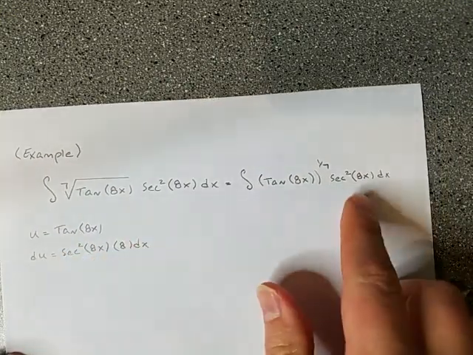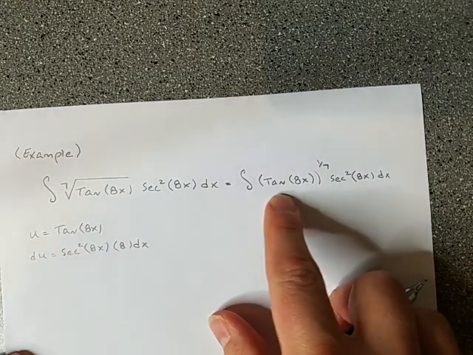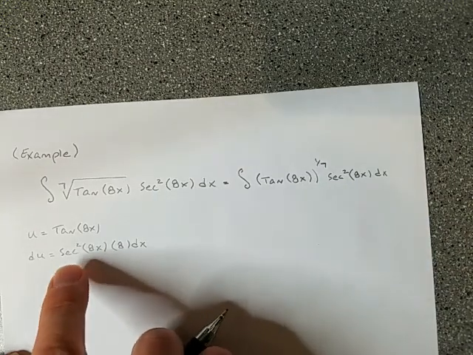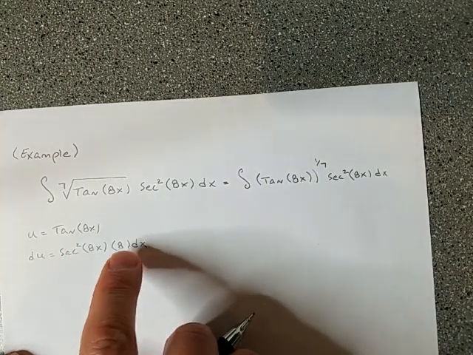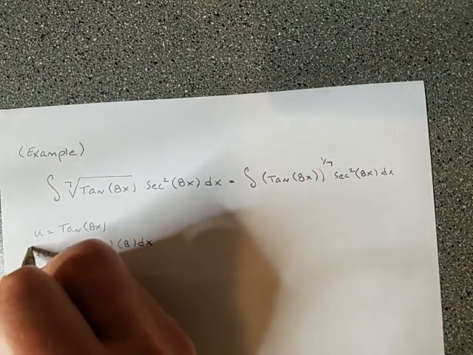So this almost works, except for that 8 right there. I mean, U's right there. Tangent of 8x, that's U. Secant squared 8x dx. This does not say secant squared 8x dx. There's an extra factor of 8. What do you think I'm going to do about that?